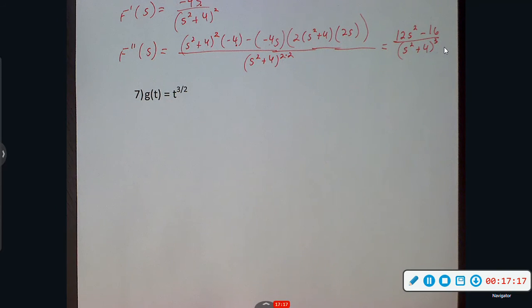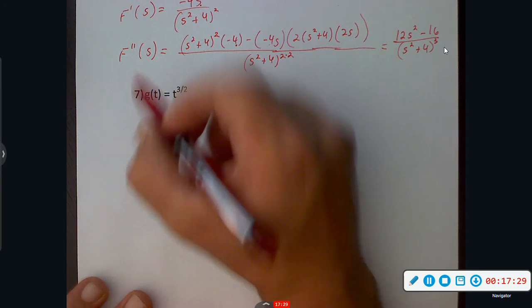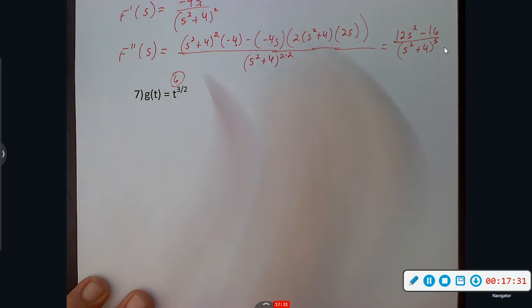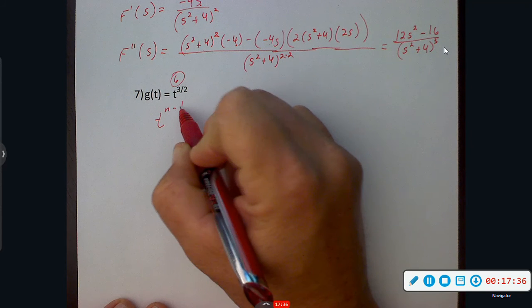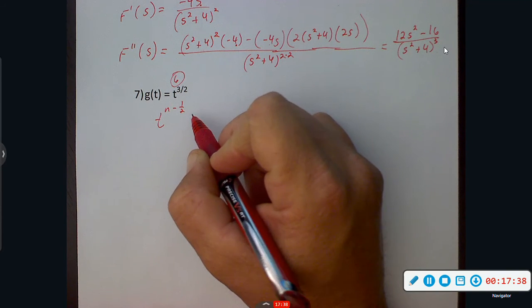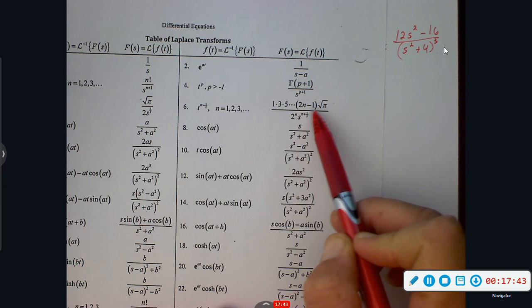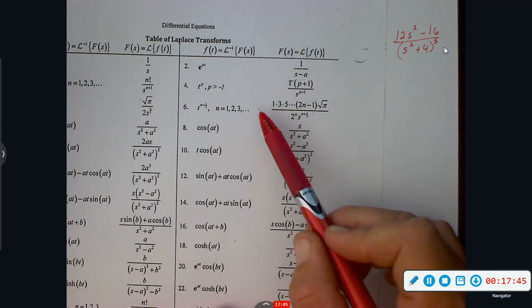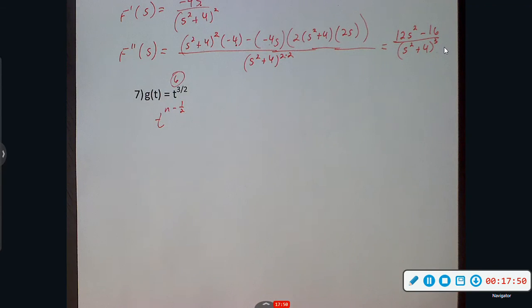So 7, we have a new formula here to announce. If you're looking at it carefully, see if you can find it. It's a half power. It's kind of interesting, which is number 6. So this matches up with 6. And number 6 says t to the n minus 1/2 transforms into 1 times 3 times 5 times 2n minus 1. So what we need to do is figure out what n we're working with, and then times pi, and you've got all the rest of it. So what n are we working with?